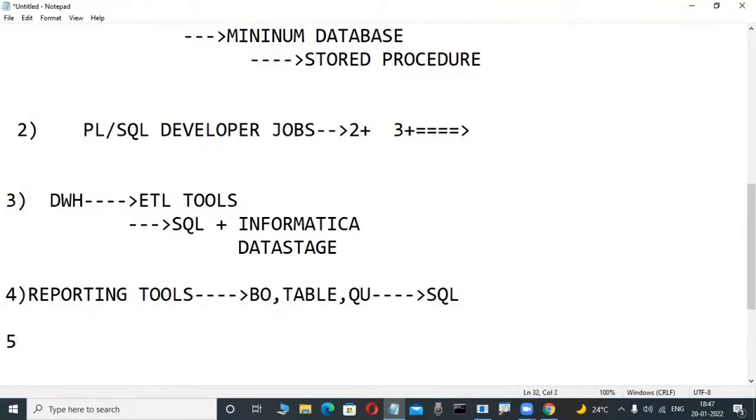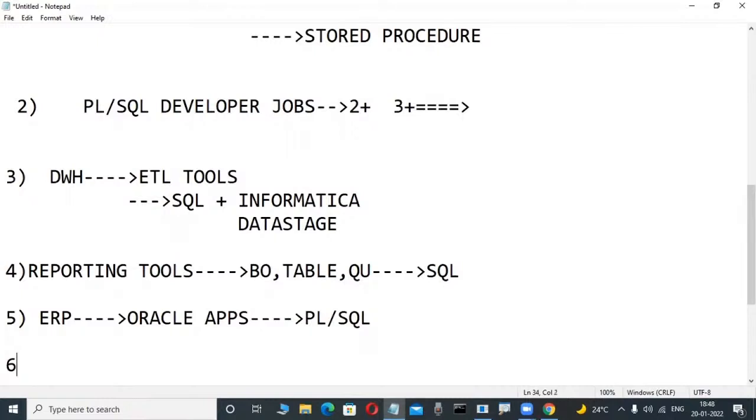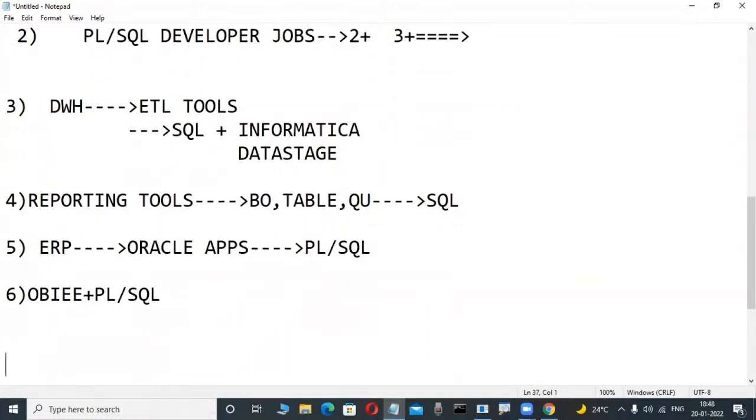Again, some programmers are interested in the ERP side. Oracle Apps is an ERP, same like SAP. Oracle Applications 11i is there. For these persons, very good knowledge of PLSQL is required. Those persons also learn these courses. Again, OBI programmers are there. OBI is a product, and there are jobs with PLSQL. Those persons also learn these courses.